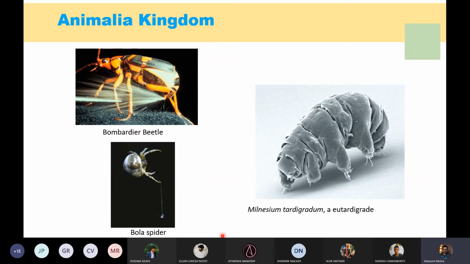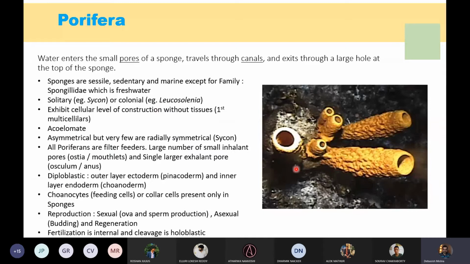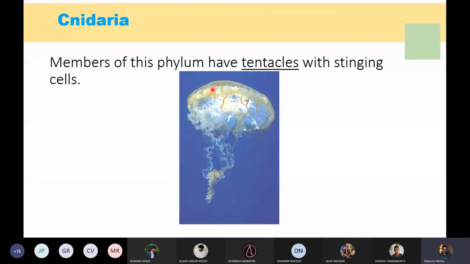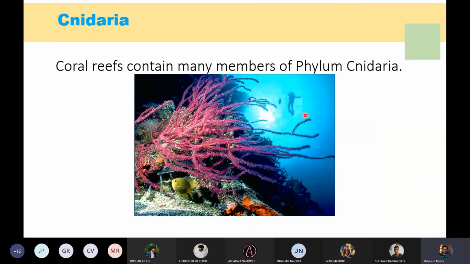These are very unusual animals. I just showed that. This is Porifera, which looks sessile, and they do have pores. These are hydra and sea anemones. They look very beautiful, but if you go close, they may sting you. Similar to this jellyfish, which can also sting you, but they are mobile. They do have different generations. This is the medusa generation. This is the polyp generation. Coral reefs actually are from Cnidaria species.